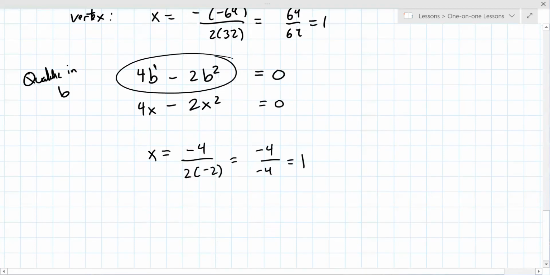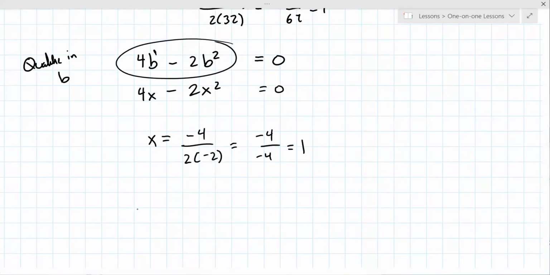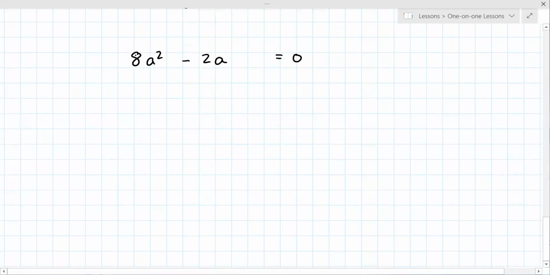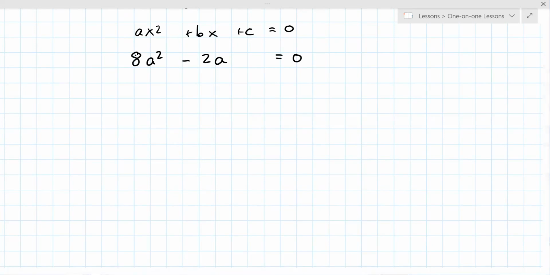Okay. So let's do another one here. Let's go 8a squared minus 2a. I want you to find the vertex of that. So this is a quadratic in a. If it helps, you can write ax squared plus bx plus c above it, just to help identify the terms. 2 over.